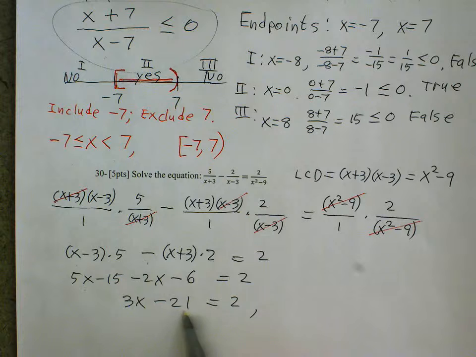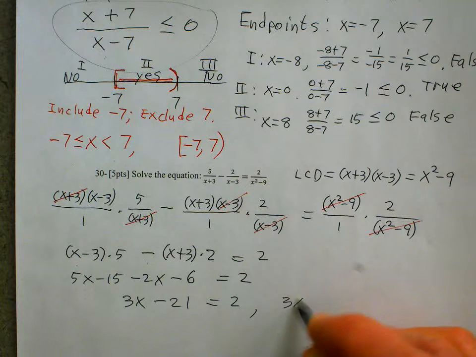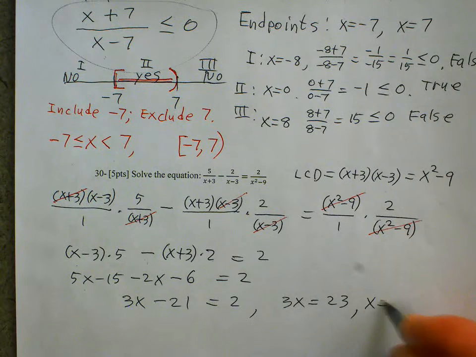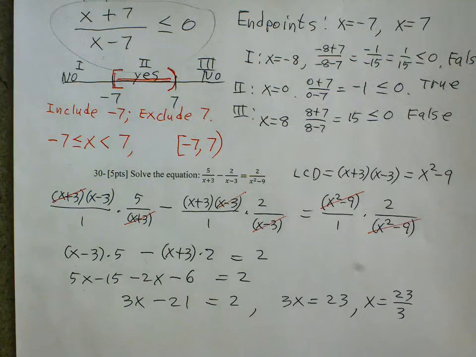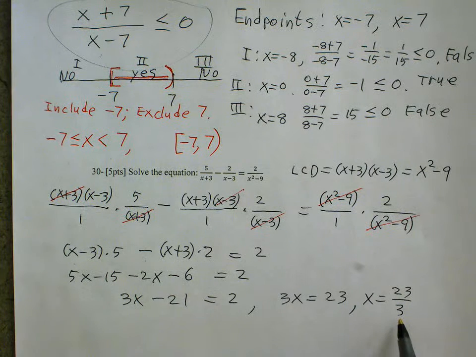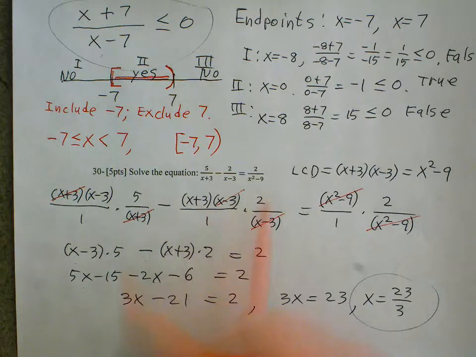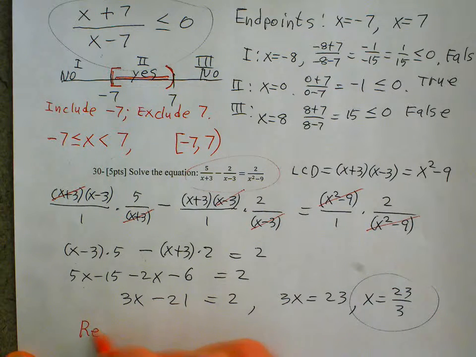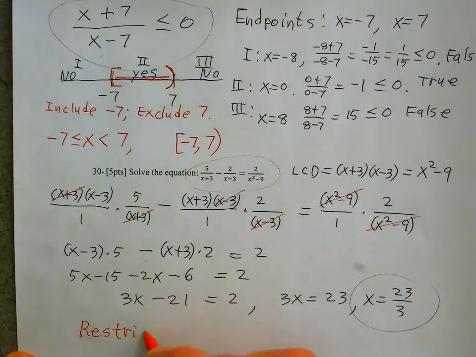Then add 21 to both sides. We get 3x = 23. And divide both sides by 3, x = 23/3. The restricted values are -3 and +3. And since this is not restricted, then it's a solution. But always be aware when solving rational equations. Take note of the restricted values.